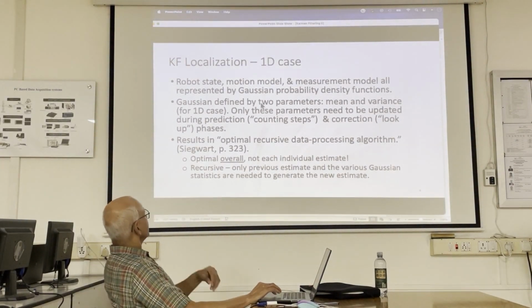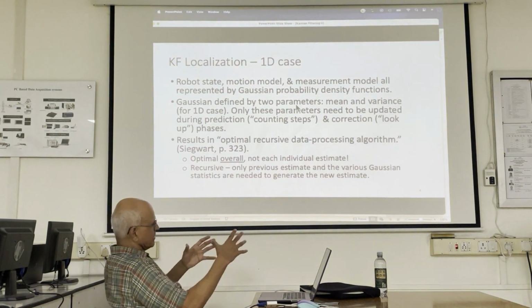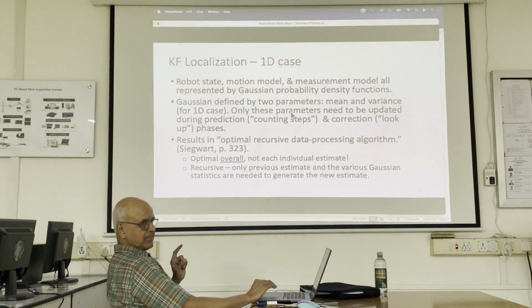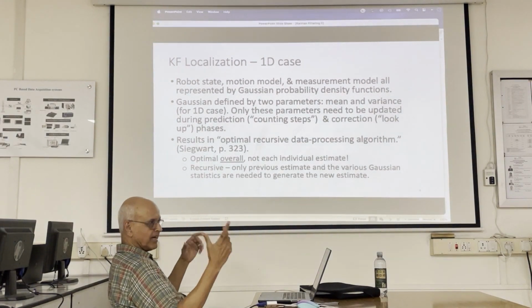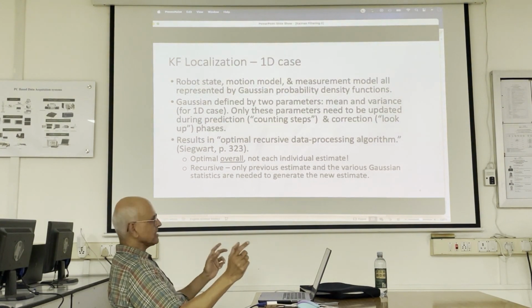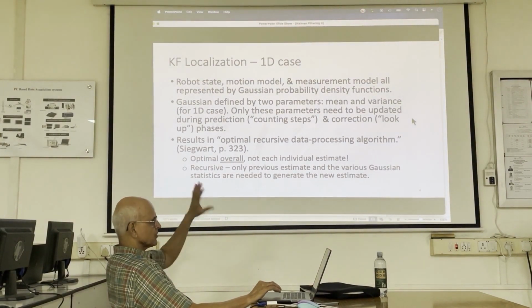As we said earlier, the Gaussian is defined by just 2 parameters for the 1-dimensional case, with similar extensions to the multi-dimensional case: mean and variance. You're looking at a graph, but really it amounts to updating those 2 parameters. The graph is moving along, but it's drawn on the basis of just 2 parameters. So those are the 2 you need to update. And this is, again, the counting steps part, not the lookup, because we already dealt with that.